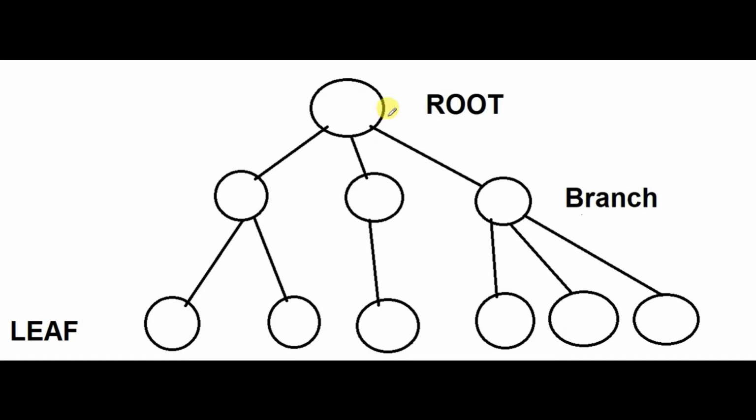Today we will be doing an N-ary tree. An N-ary tree is a tree with each node having n number of children, where n can be any number. So now let's move on to the coding part.